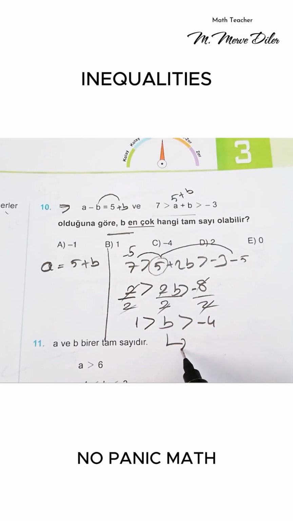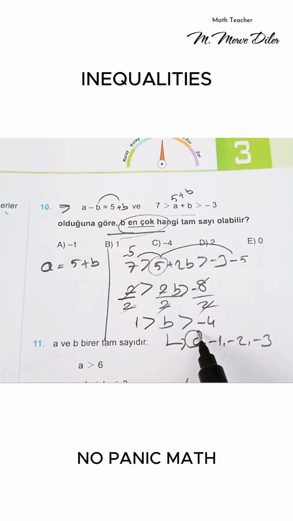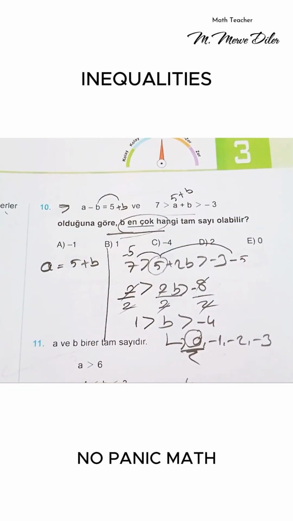Now, what are the possible values we can take, friends? Here, it says b is between 1 and minus 4. So, it's 0, minus 1, minus 2, minus 3. What's the maximum it can be, guys? It can be 0. Are we good? That's it.